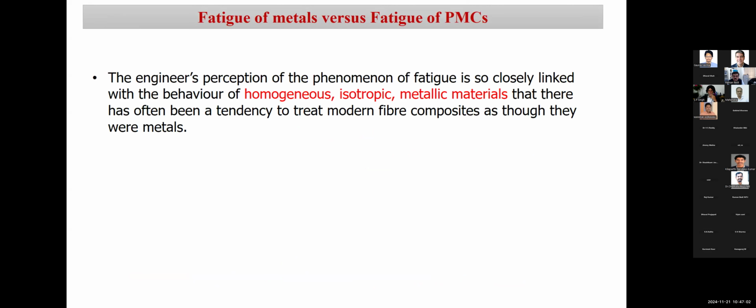So I start my presentation today with the very basics of what we call fatigue. All of us, mechanical or civil engineers, have a perception that the material is homogeneous, isotropic, and mostly we talk about metallic materials earlier. The problem is that fiber reinforced composites are neither homogeneous nor isotropic, and that is why the difference in their behavior is noticeable, especially in terms of the fatigue failure.